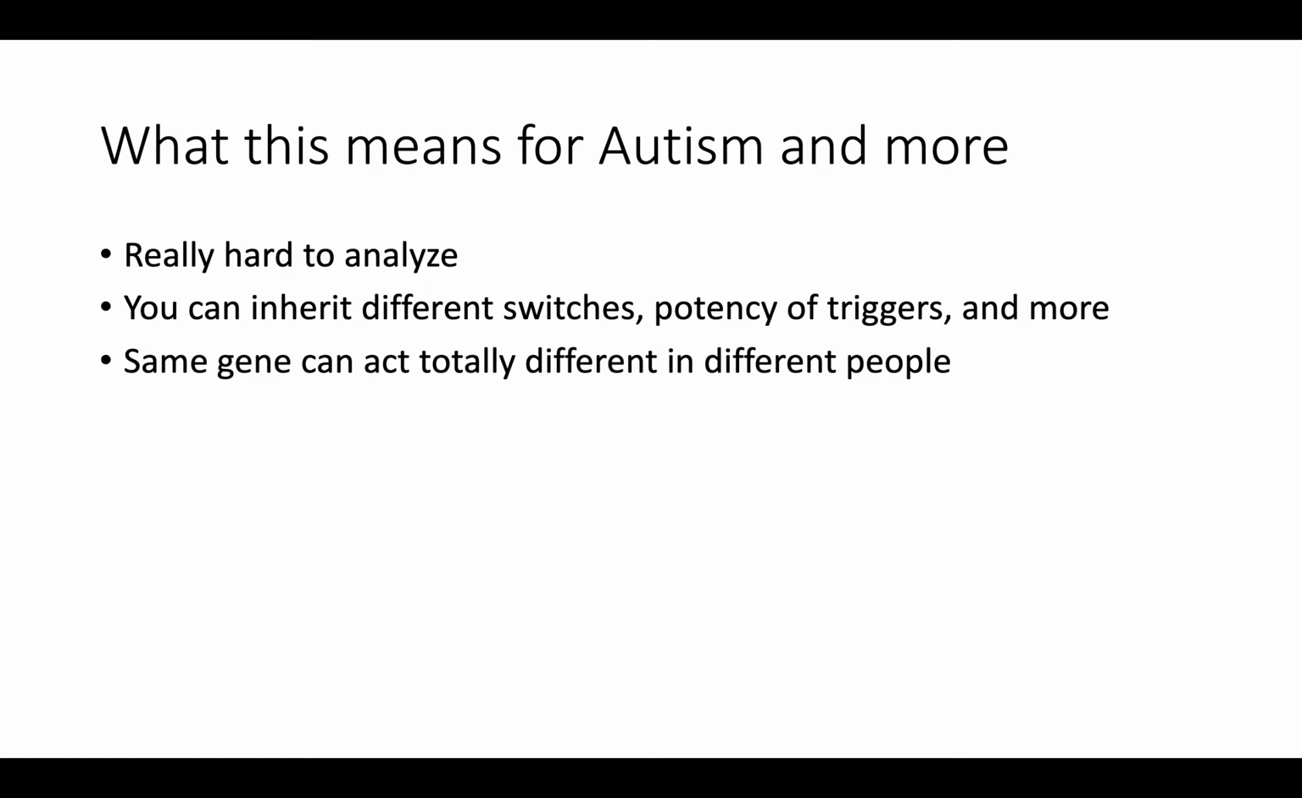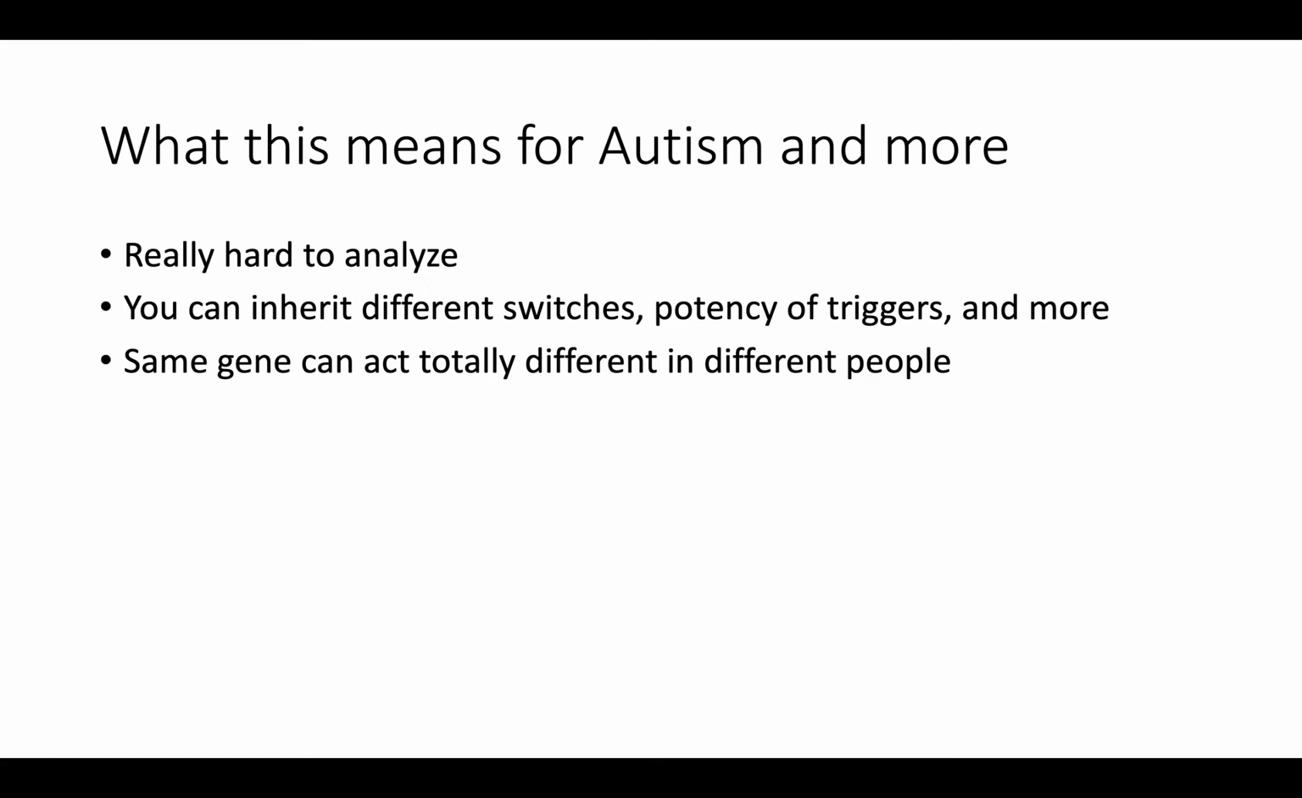It can also mean that there are many different types of autistic people, with different sensory sensitivities and different ways of displaying it. And maybe the same gene gives rise to two totally different types of autistic traits in different people because of all these other genes and interactions. It means the data is just a lot harder to analyze.